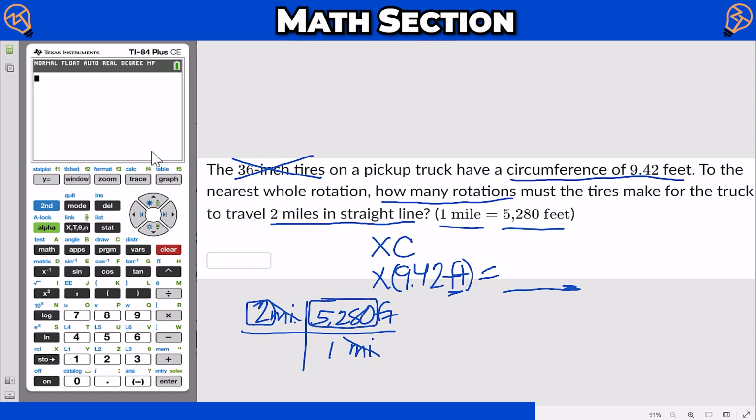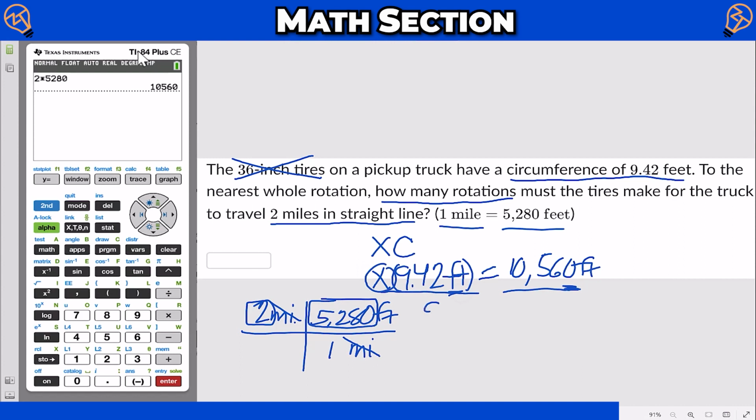So let's go ahead and do that. So 2 times 5,280 is 10,560. So let's go ahead and put that right here. And recall that's now in feet. So when we're solving here for x by dividing by 9.42 feet, those units are going to cancel out completely.